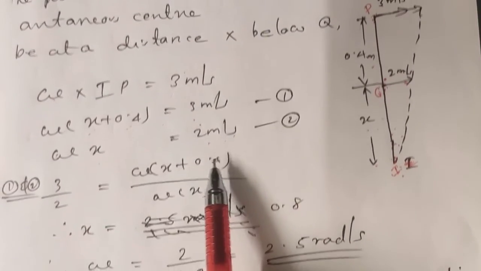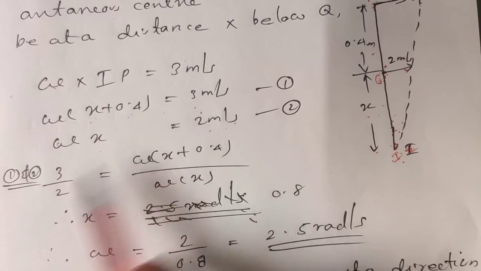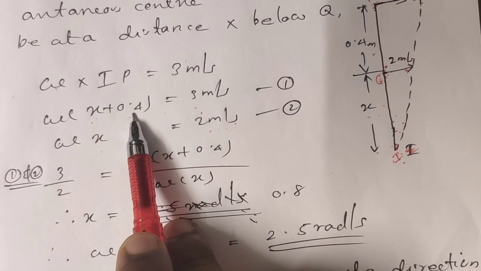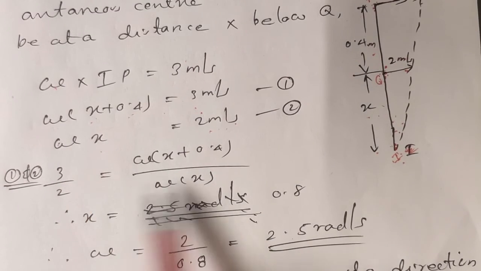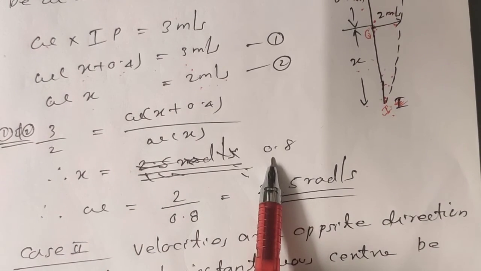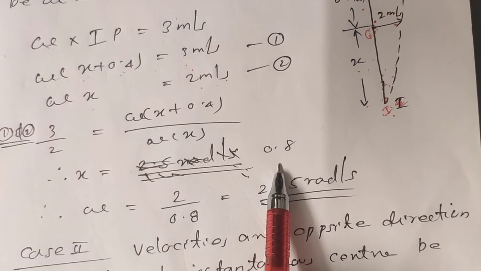Then we compare both equations, that is 3 by 2 equals omega into (x plus 0.4) divided by omega into x. Omega cancels, and then we will get the value of x. After calculating, we will get the value of x as 0.4.